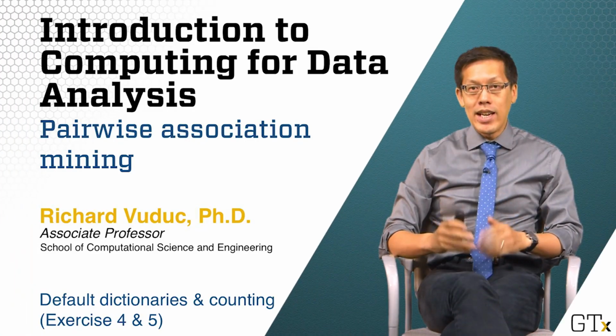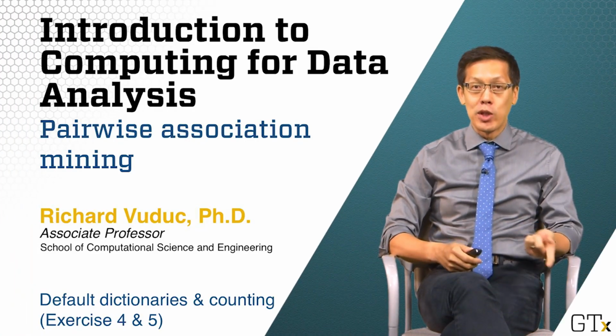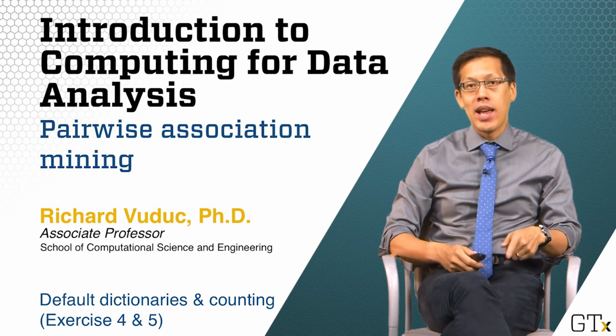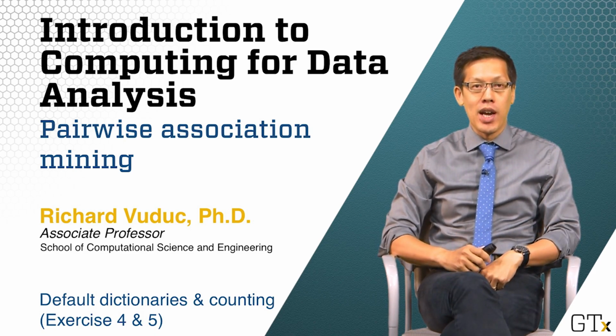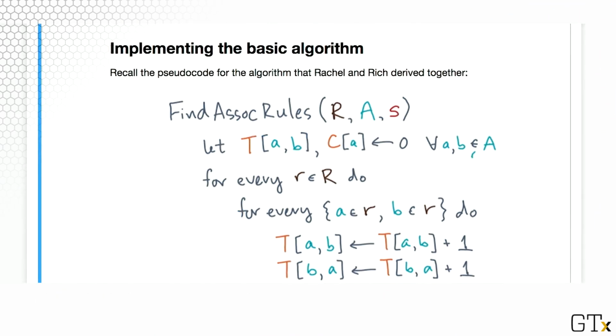Now that the data is clean, we're ready to code up the algorithm. So let's go back to the notebook with Vaishnavi and pick up where we left off, which is exercise 4. Vaishnavi, here's Rachel's algorithm again. Now the only thing it really does is manipulate these tables called T and C. So the main design choice is, how do we store these tables?